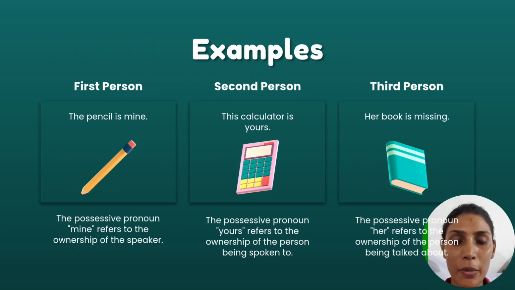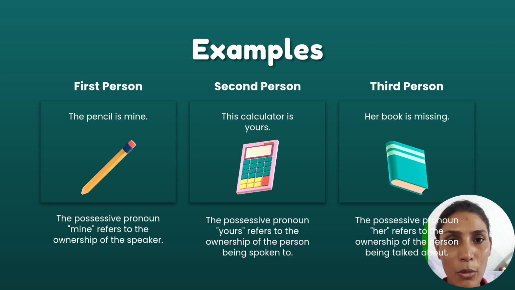Now an example of the first person: the pencil is mine. The possessive pronoun mine refers to the ownership of the speaker. So the first example clearly elaborates the ownership of someone, that the pencil is mine. And the second, the calculator is yours. The possessive pronoun here refers to the ownership of the person being spoken to. It means that it is possession, but we are not talking about ourselves, we are talking about some other person.